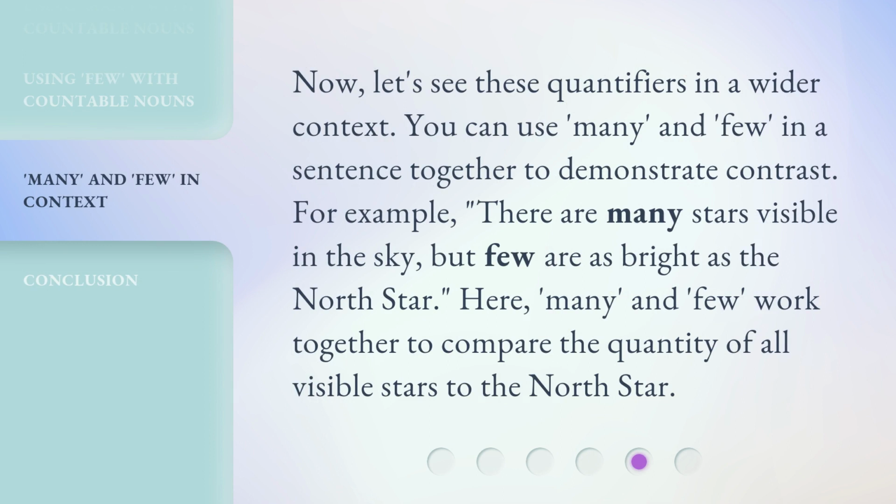Now, let's see these quantifiers in a wider context. You can use many and few in a sentence together to demonstrate contrast. For example, there are many stars visible in the sky, but few are as bright as the North Star. Here, many and few work together to compare the quantity of all visible stars to the North Star.